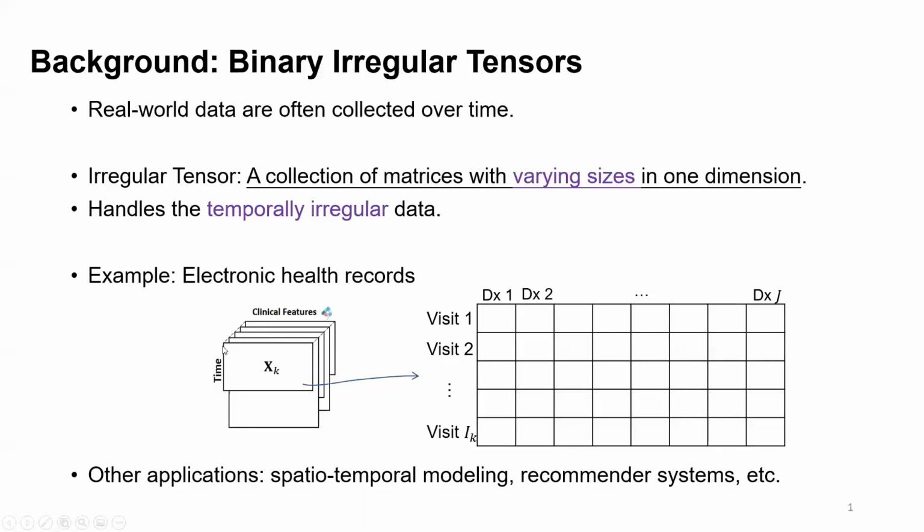This irregular tensor has one dimension, the time dimension, that varies in size across different subjects. And all the patients have the same set of clinical features. Other applications of irregular tensors include spatial temporal modeling, recommender systems, and so on.